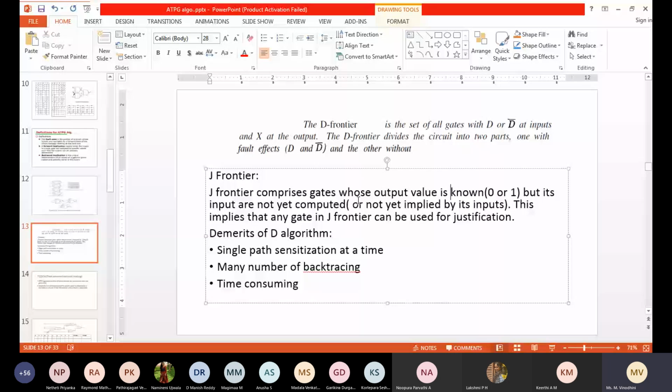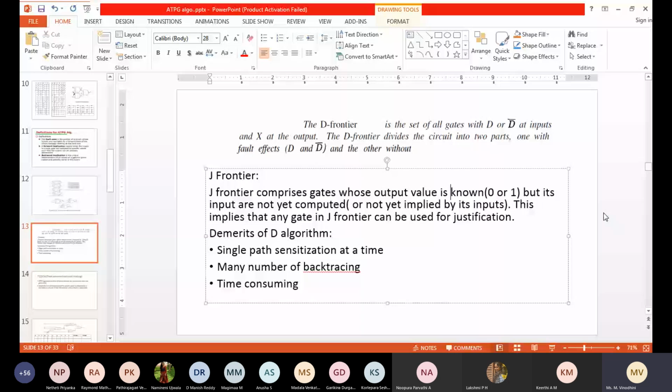And what are the demerits with the D algorithm? Single path sensitized at a time. As a path sensitization method, if multiple paths are there, even in D algorithm, only one path is sensitized at a time. Many number of backtracing, because we need to check the propagation D cube, we need to check the singular cover, and it is a tedious and time consuming job. That's why from D algorithm, we move on to PODEM.